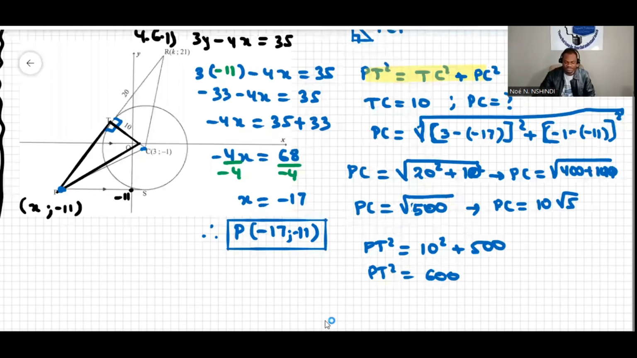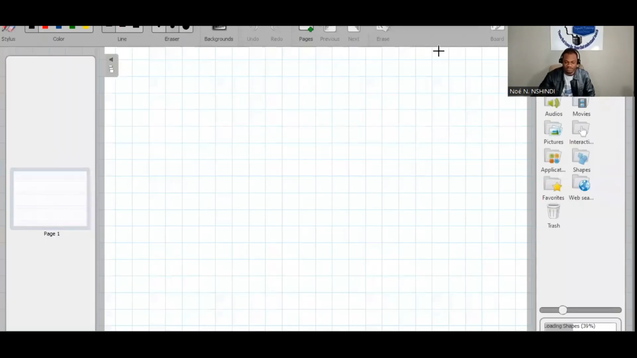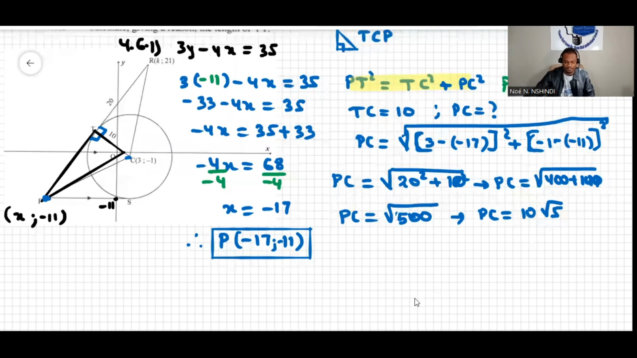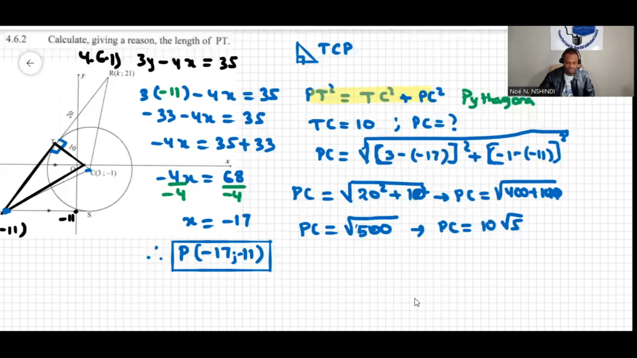Sorry about this. This is not exactly correct because of the formula. Okay, hold on, let me adjust here. What we're saying over here is rather PC squared, because PC is the hypotenuse. So it's PC squared, which is equal to TC plus PT. Yes, like that. So the values are correct.